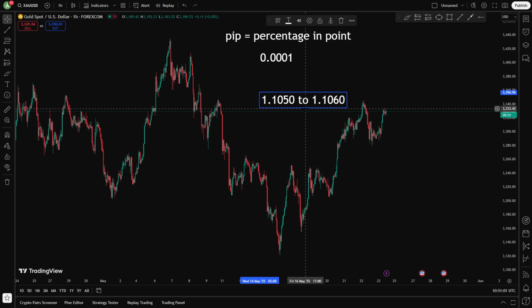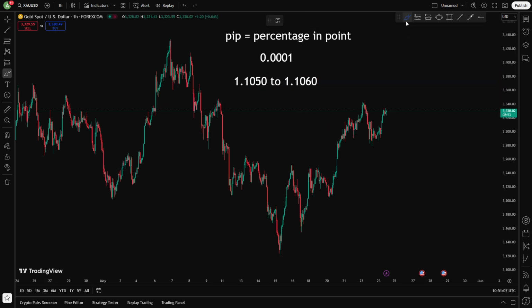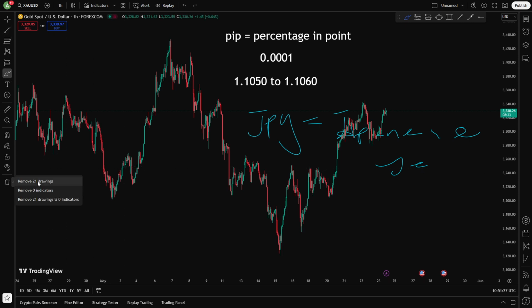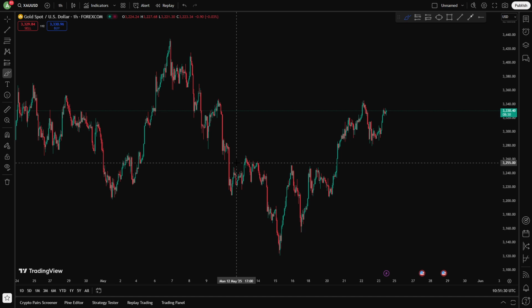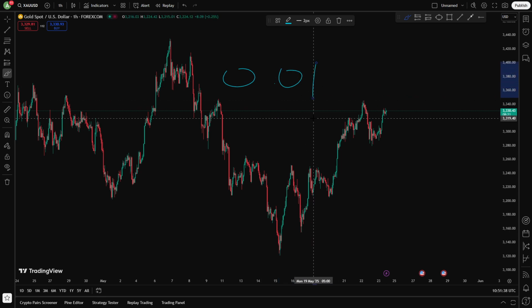In JPY pairs, JPY stands for Japanese yen. For something like USD JPY, 1 pip is 0.01. So for USD JPY, 1 pip is exactly 0.01 of movement.